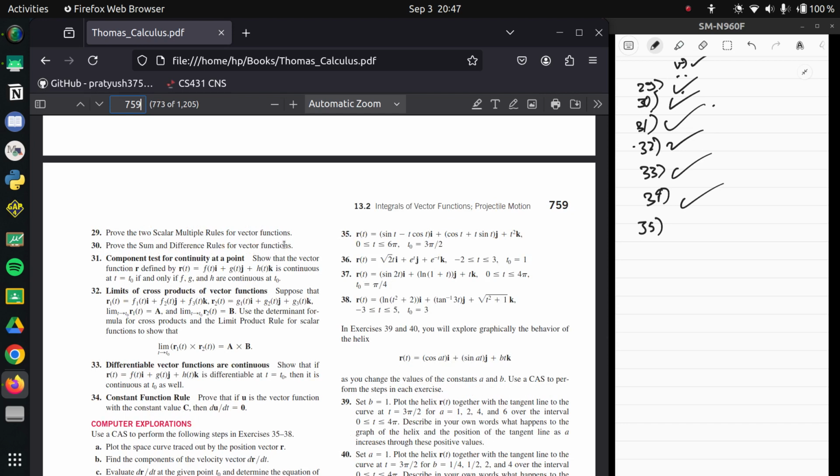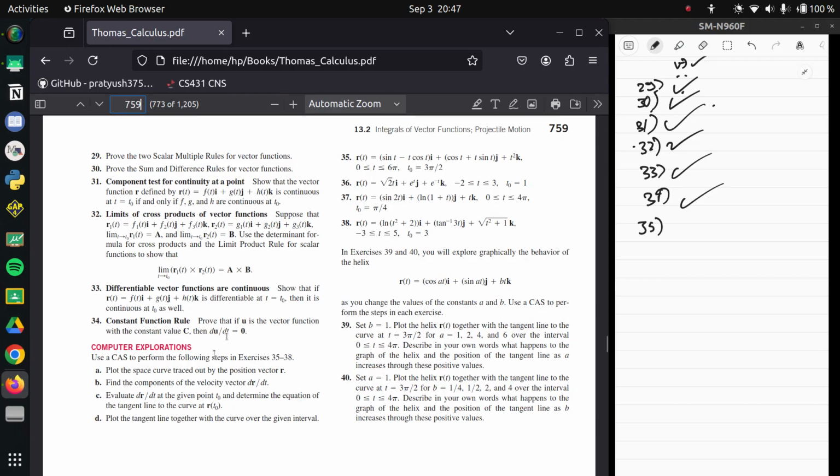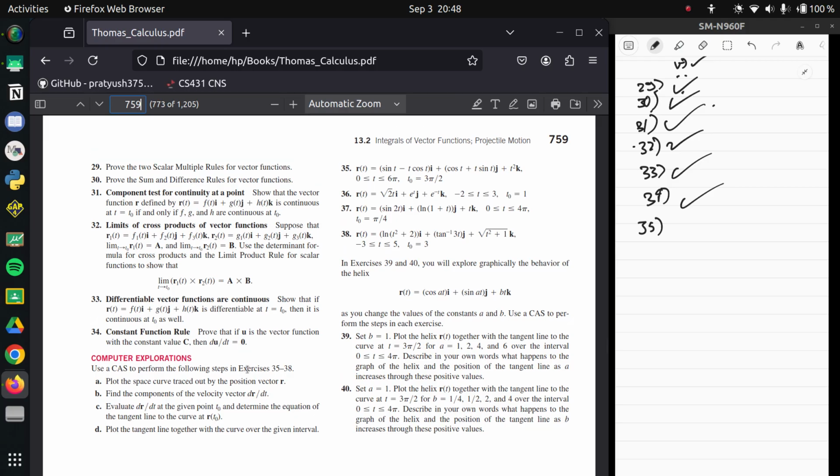Okay, 35. R of t equals sine t minus t cosine t, and so on. What do you want me to show? Oh, it's some computer expression. So use a CAS, no idea what that is, to perform the following steps. Plot the space curve, evaluate dy, okay, whatever. No, not doing it.